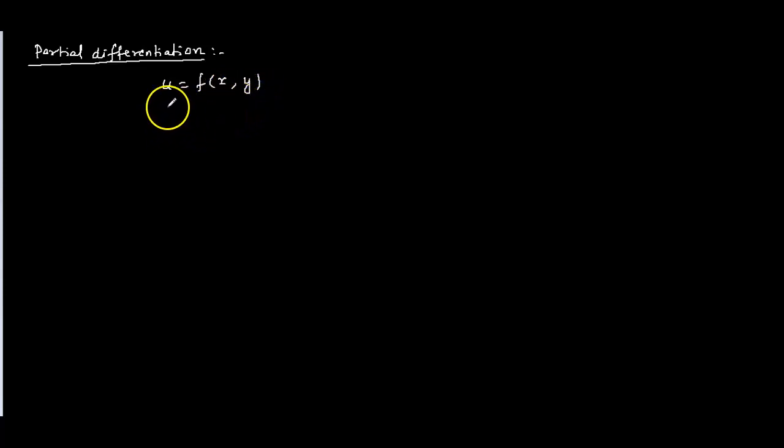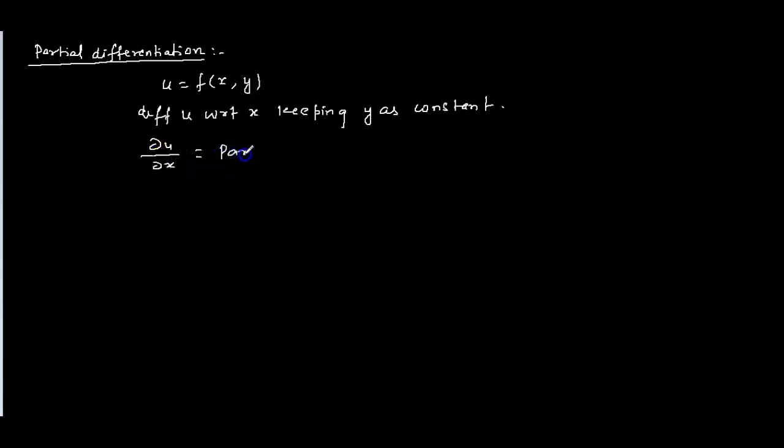When you are differentiating this u with respect to x, keeping y as a constant, it is called del u by del x, and that is the partial differentiation of u with respect to x. This is also represented as u of x.